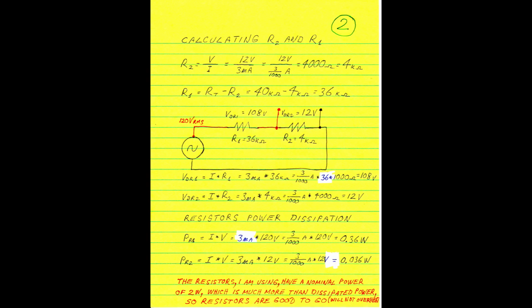PR2 equal I times V, and that's 3 milliamps times 12 volts, and that's 3 over 1000 amps times 12 volts, and that's equal 0.036 watts. The resistors I'm using have a nominal power of 2 watts, which is much more than the dissipation power. So resistors are good to go, they will not overheat.